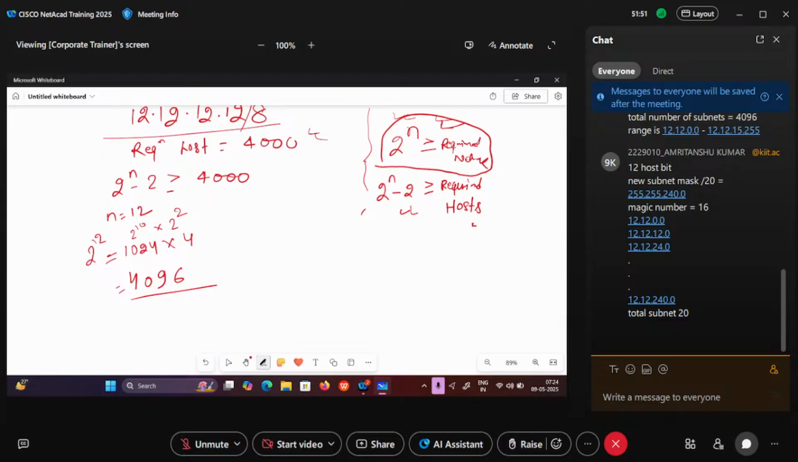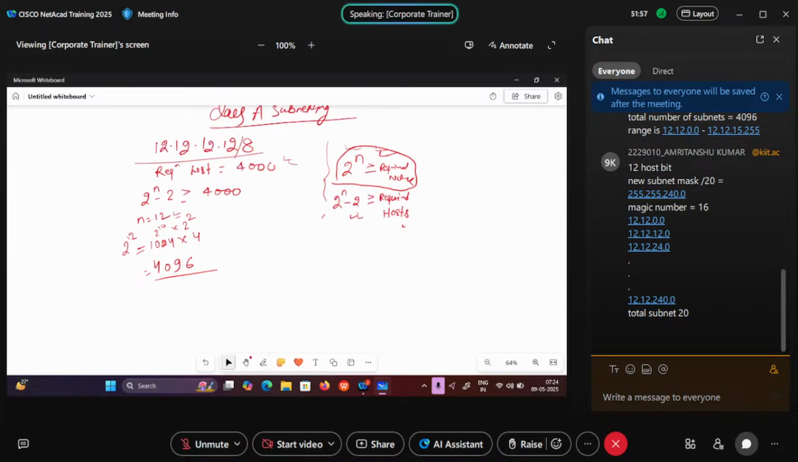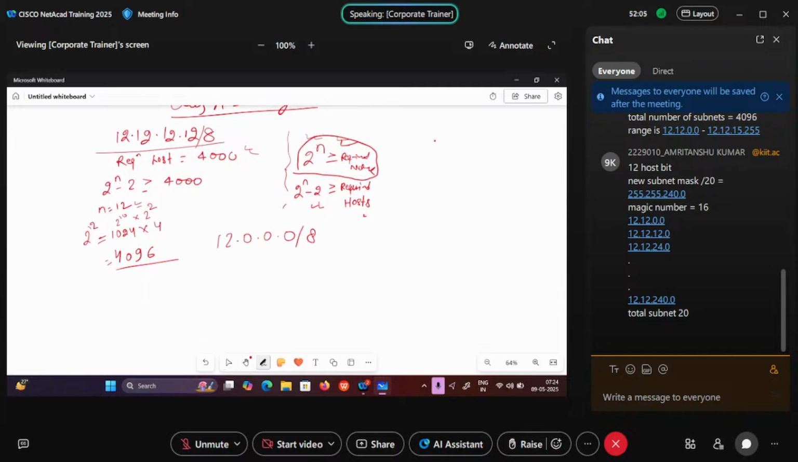First create the network ID. First find the network: 12.0.0.0/8, that is your network ID, right? And if you go ahead with the number of zeros from right to left from the host bits, what you'll do, just a minute, guys.